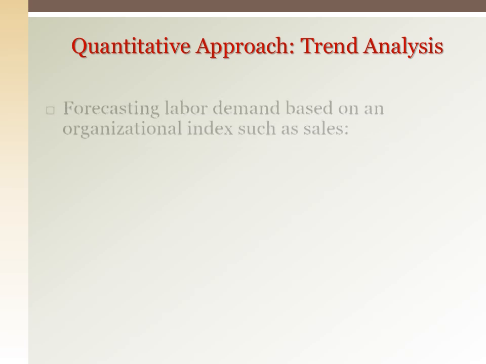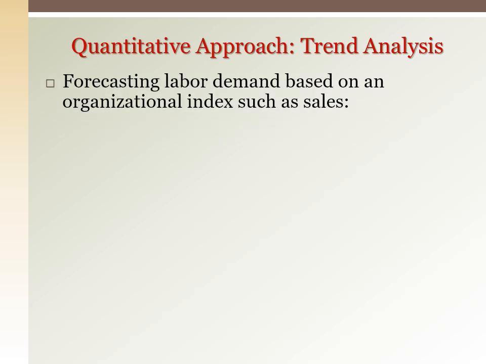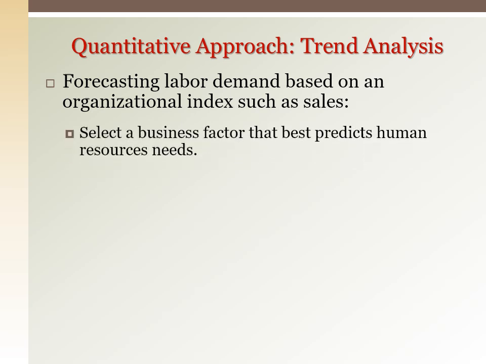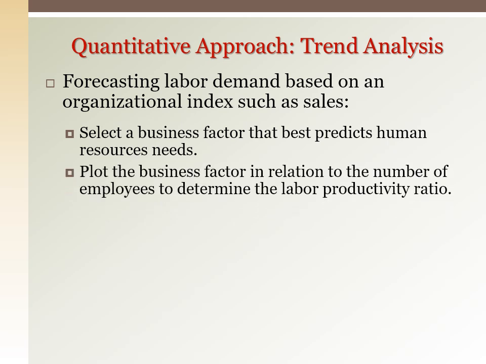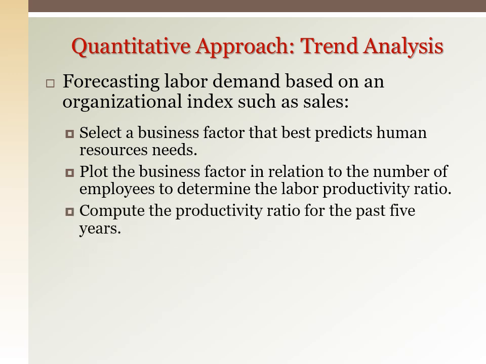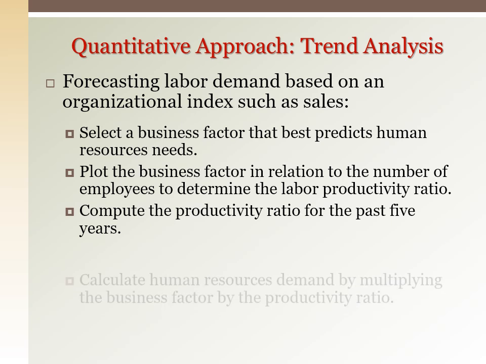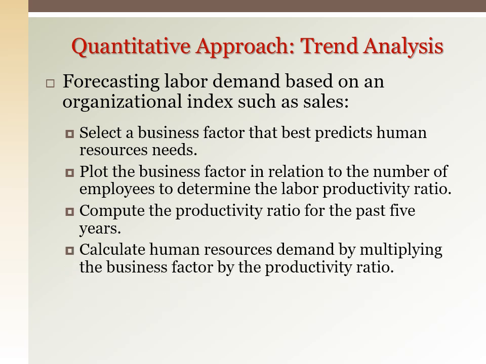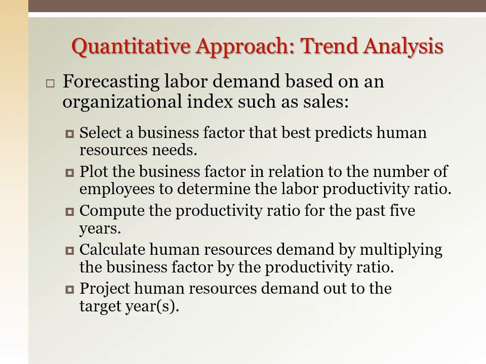So we can do a quantitative approach, which is a trend analysis, forecasting labor demand based on an organization's index such as sales. Select a business factor that best predicts human resource needs, plot the business factor in relation to the number of employees so that you can determine the labor productivity ratio. Compute the productivity ratio for the past 5 years, calculate human resources demand by multiplying the business factor by the productivity ratio, and project human resources demand out to the next number of years for the target. Most businesses have either a 3 or a 5-year plan.